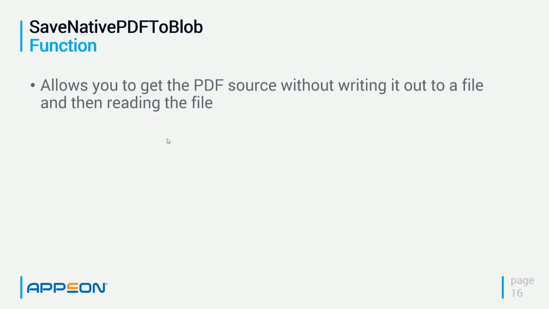Now, the problem with that, well, one is it's slow. The other is that it requires the service to run under a user account, and the user account being granted permissions to write to the file system. That's really kind of an obtrusive method of deployment. It'd be much better if we could just get the source for the PDF file directly into a blob and send it down the pipe without having to go through the file system. And that's what this function does for us. It allows us to grab the PDF source without having to go through the file system.